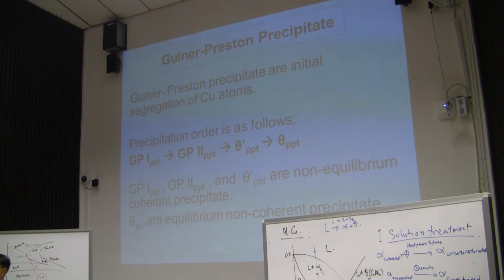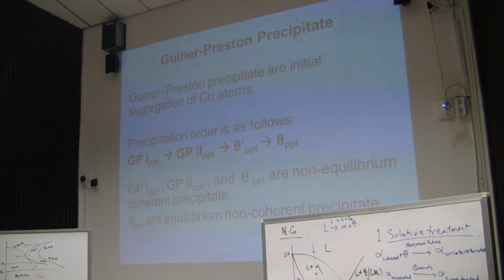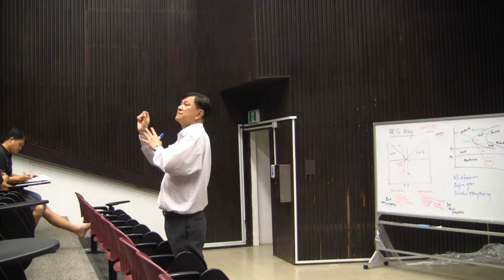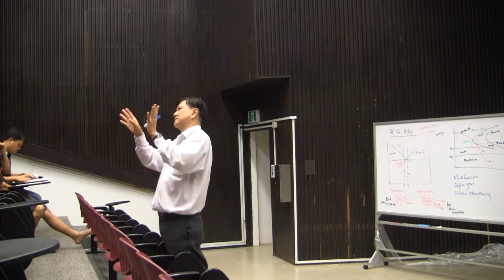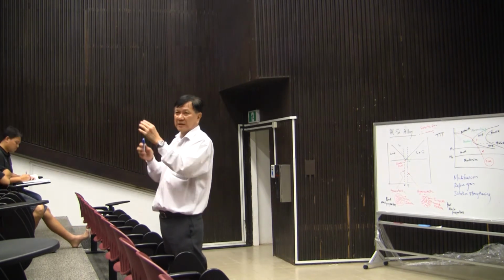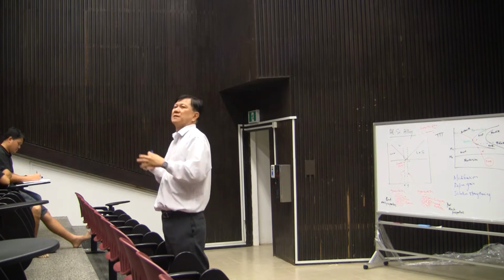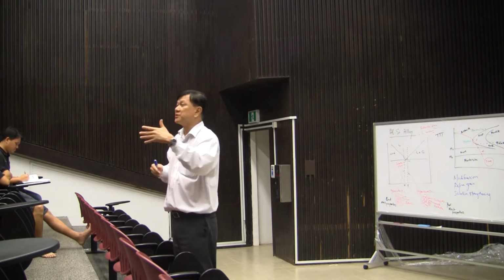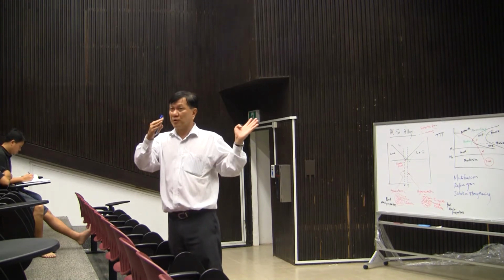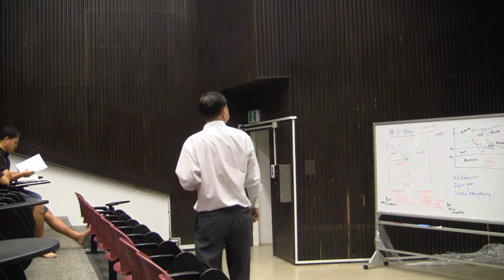I think you will be told this if you study the material in more detail. In all precipitation, when the precipitate is formed, it will go through all these stages over time. Are you clear enough? Okay, but I won't ask you this. Just to let you know, precipitation is actually a mechanism. You will go through all this, right?